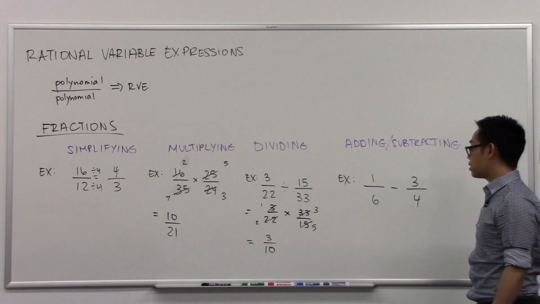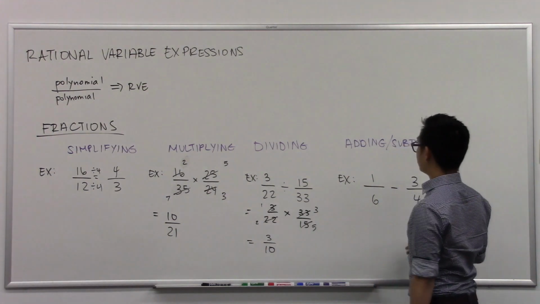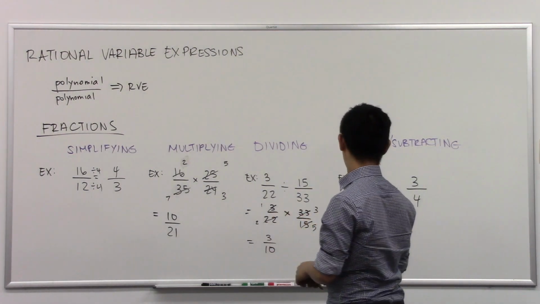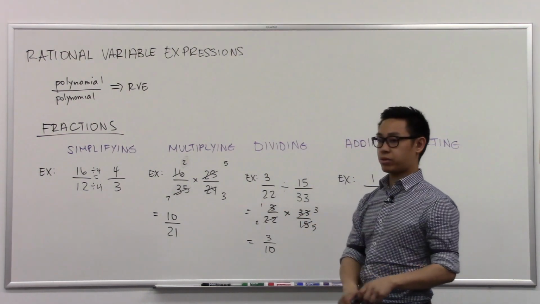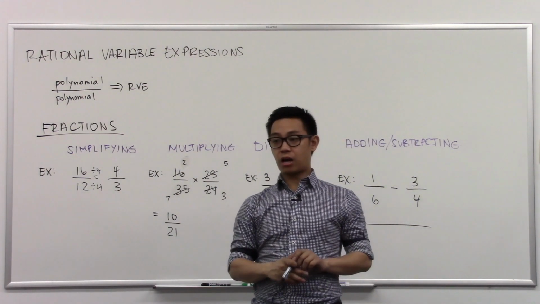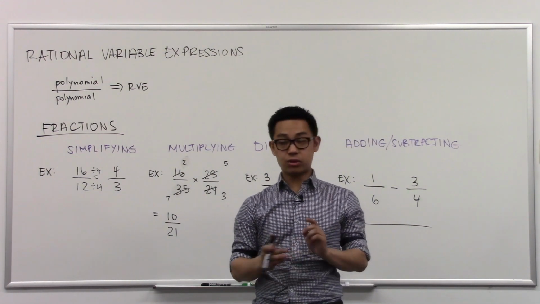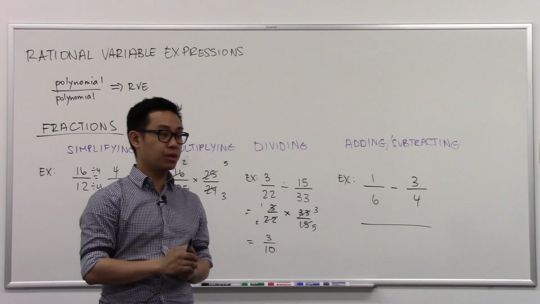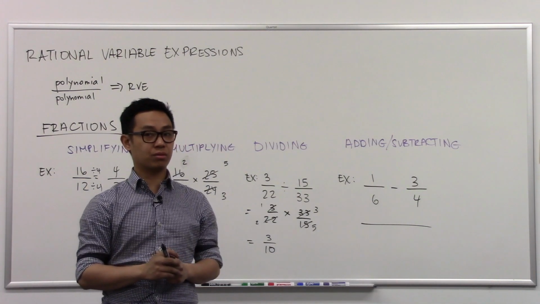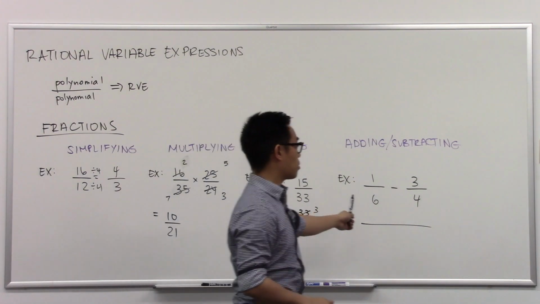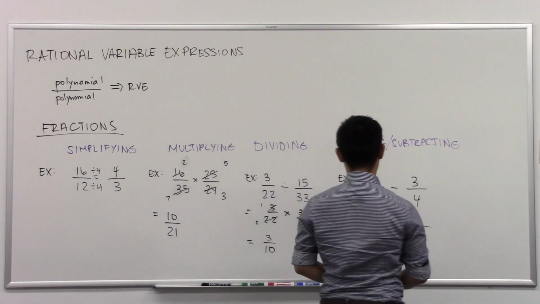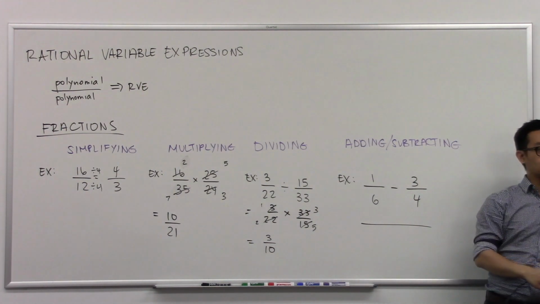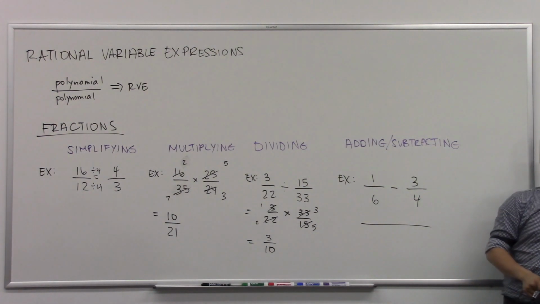And likely the hardest of fractions is adding and subtracting, because you have to find a common denominator in order to subtract or add. A common denominator is also known as the least common multiple. It is the lowest number that both 6 and 4 can go into. Okay? It's the lowest number that the two denominators can go into. What's the lowest number that both 6 can divide into and 4 can divide into? It's 12, that's right.